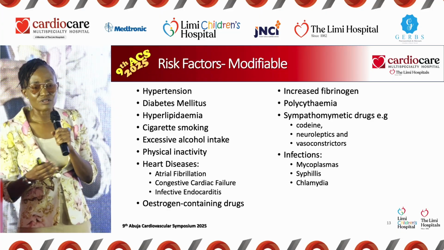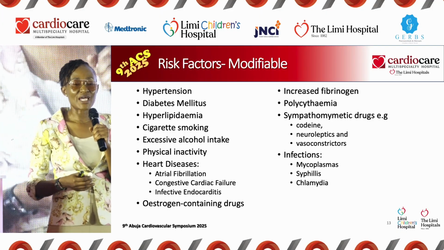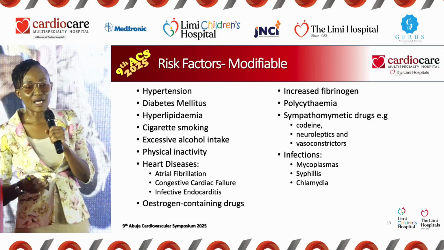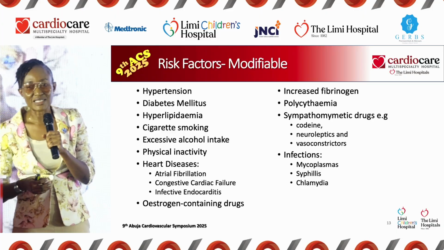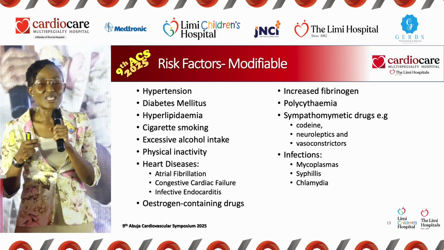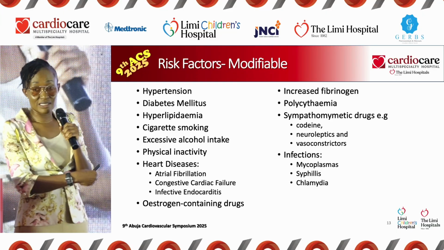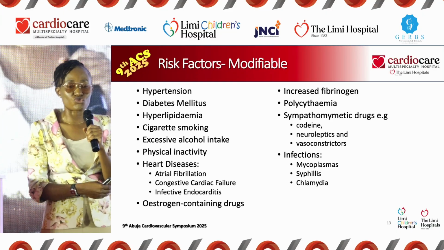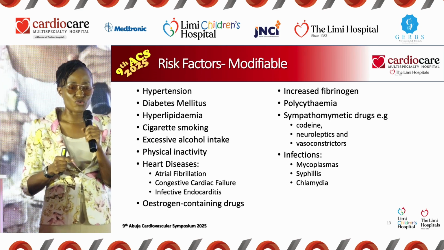So we look at the triad that we described already: hypertension, diabetes, hyperlipidemia, and cigarette smoking, added to the fact that cigarette smoking predisposes the individual to hypertension. It causes chronic inflammation, in fact, that is linked to stroke. All right, and it causes a lot of endothelial injury as well.